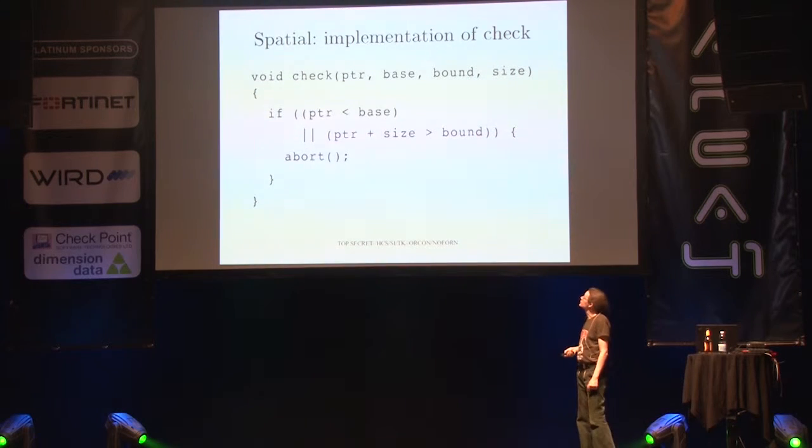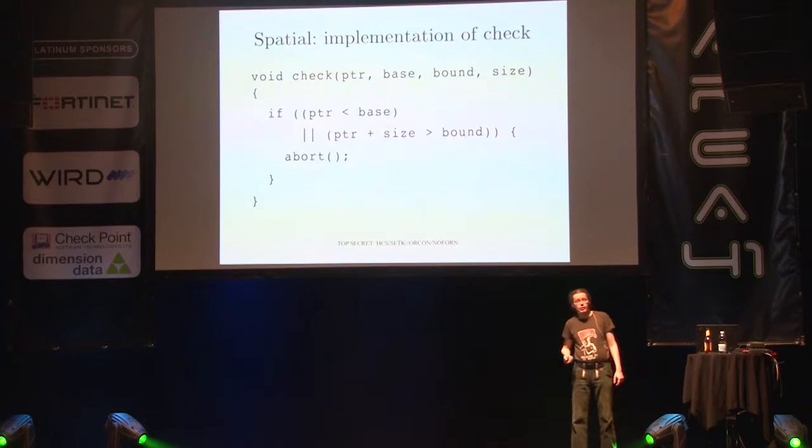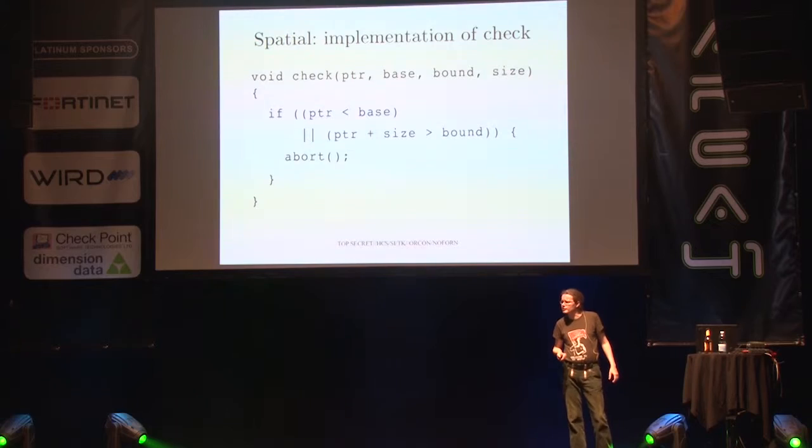The check is implemented like this. If the pointer is less than the base value, or if pointer plus the size of a thing is above the bound value, we abort. So, anybody who sees the problem in that?